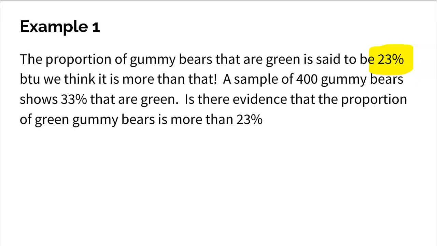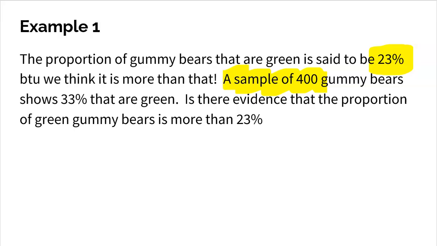That tells me right away I'm working with proportions. But we think it's more than that. A sample of 400 gummy bears shows 33% are green. Is there evidence that the proportion of green gummy bears is more than 23%? A sample of gummy bears. Never read about a second sample, so this is clearly a one sample test looking at proportions.